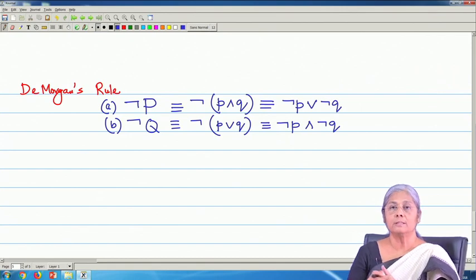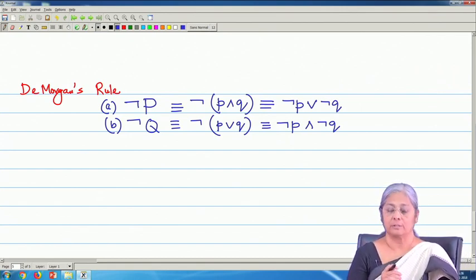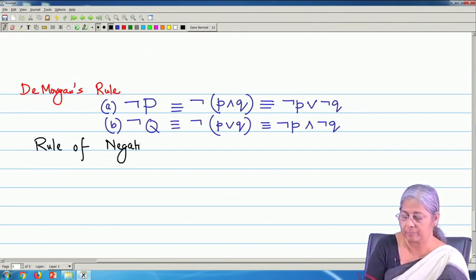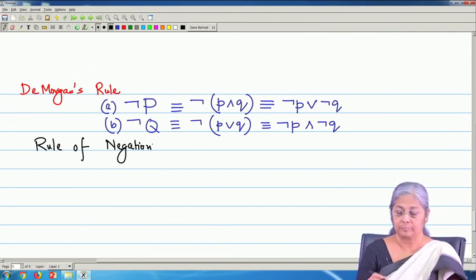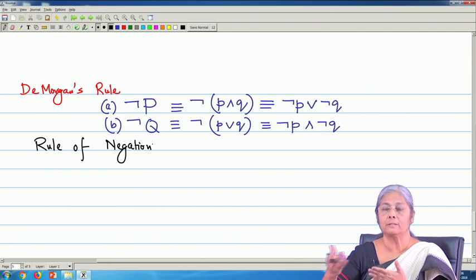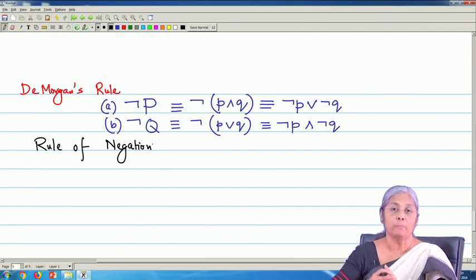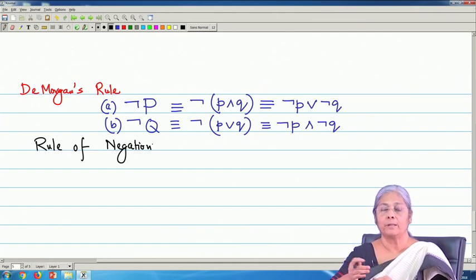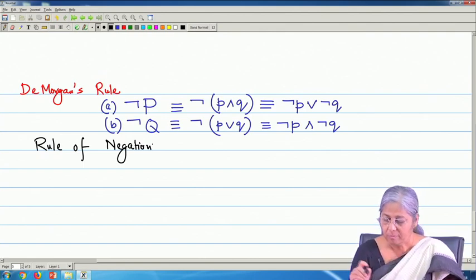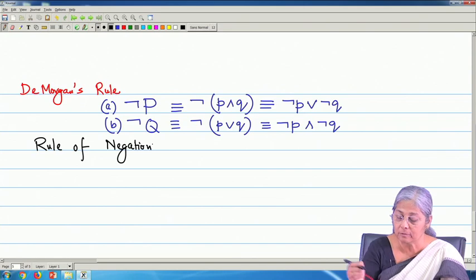So, De Morgan's rule tells the rule of negation; this is called the rule of negation. And when we are deriving or simplifying some compound propositions, it is always very important to apply De Morgan's rule. So, we will get a different form using the primitive statements and their negations. Now, this is the rule. So, how can we prove that?